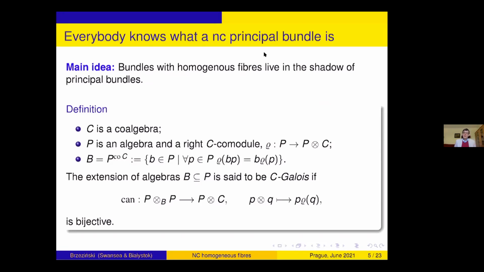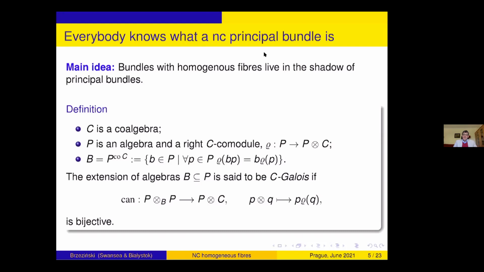So as I say, it's a purely algebraic interpretation, so it might be quite different from what Rita was talking about last week. So C is a coalgebra in this framework. It's the minimal algebraic structure that we need to consider. We will think about C as encoding the quantum group which will form a fiber. P is an algebra. There should be an action of a group on the total space. So P represents functions on the total space, and the action of a group means the coaction of a coalgebra.